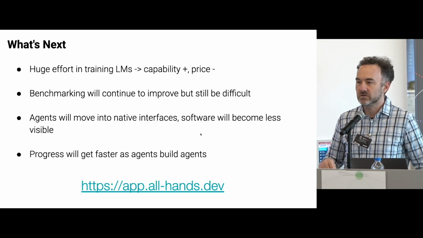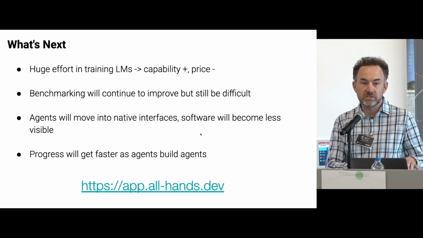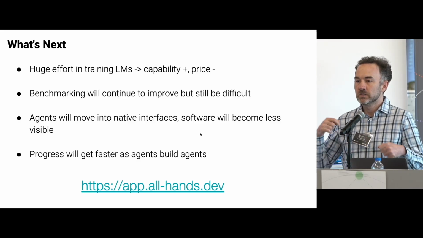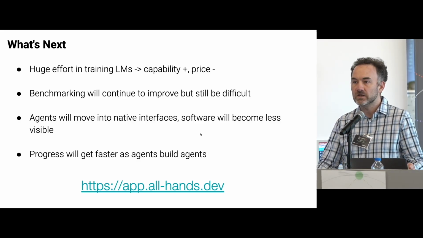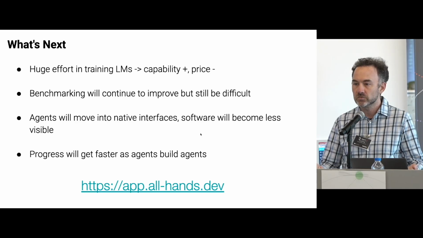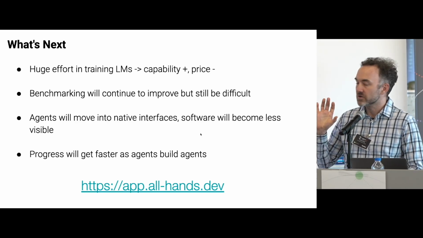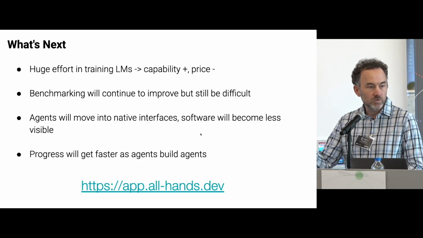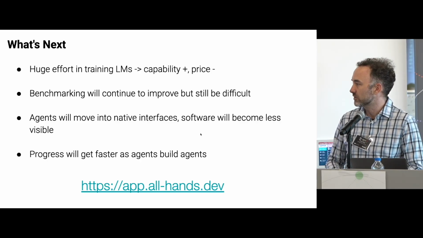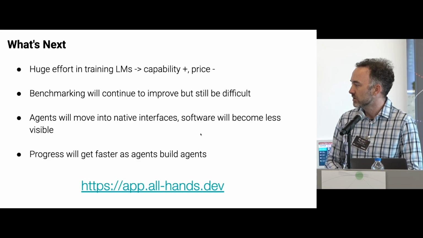I think agents will move into native interfaces and software will become less visible. And what I mean by this is we're going to be spending less of our time in our IDEs and more of our time creating issues, doing project planning, talking to each other, deciding what features to be using. Because the agents are going to be writing a lot of the code. And so we can go in and verify the code and focus more on the higher level things.